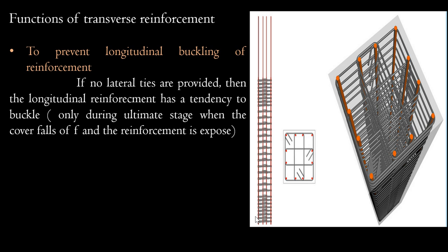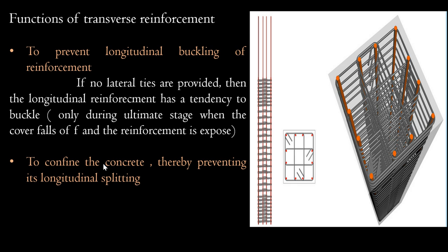Similarly, what happens if no lateral ties are provided? This will happen, and this occurs during the ultimate load condition, or when the load is increased to a certain stage. At that time the concrete cover falls off because it will try to move in this horizontal direction. As a result, there will be swelling of concrete, and the reinforcement will be exposed. And the column cannot take much load if we are not providing the transverse reinforcement.